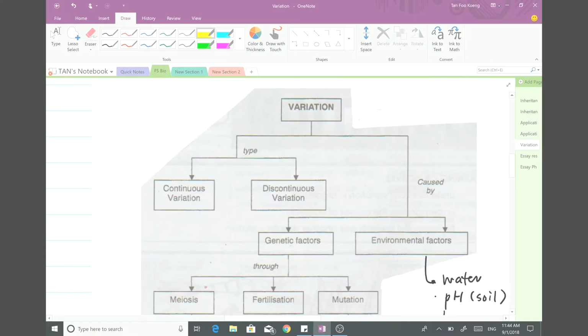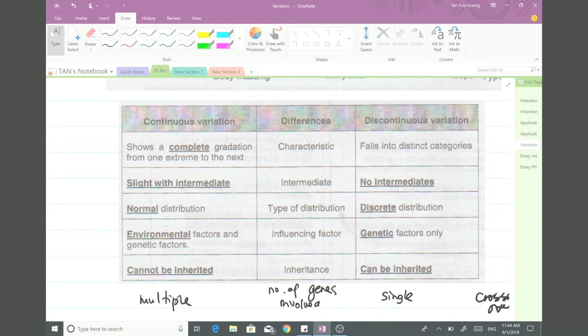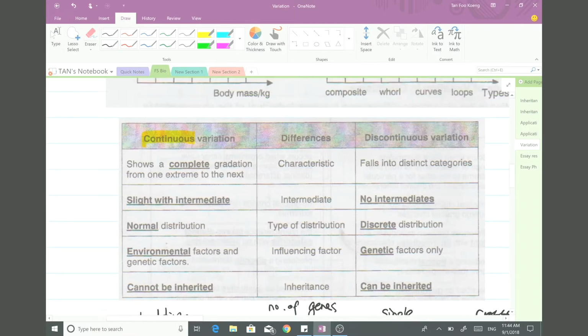Now, let us look at the types of variation. There are two types of variation, as shown in this mind map: the continuous variation and the discontinuous variation. So what are they? Let's look at this table. As suggested by the name, continuous means this variation shows a complete gradation from one extreme to the other extreme. So what do we mean by this?